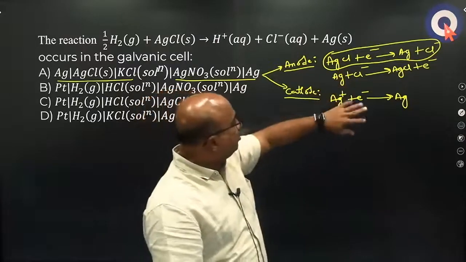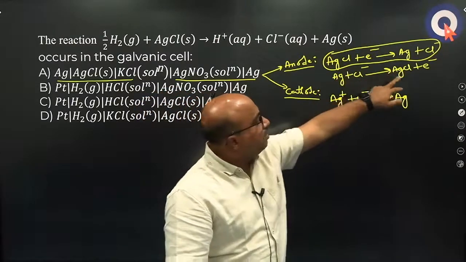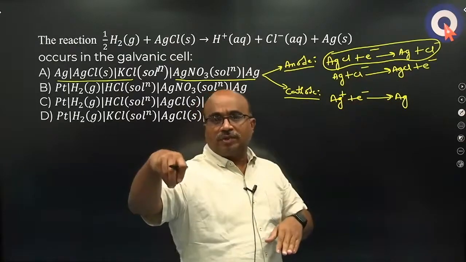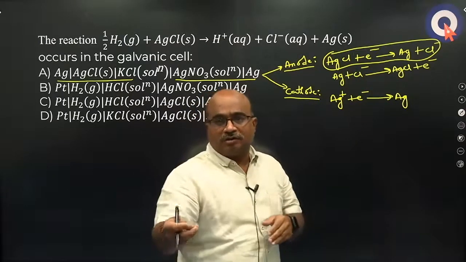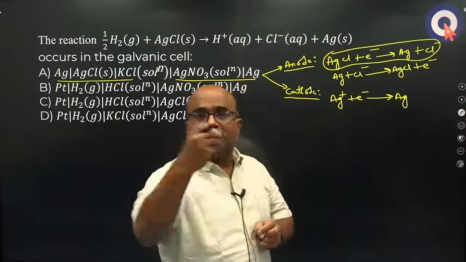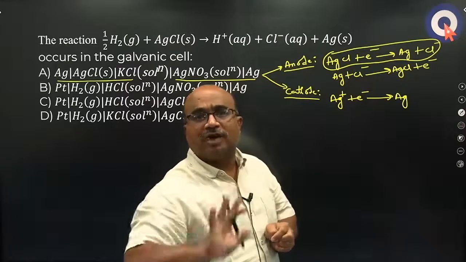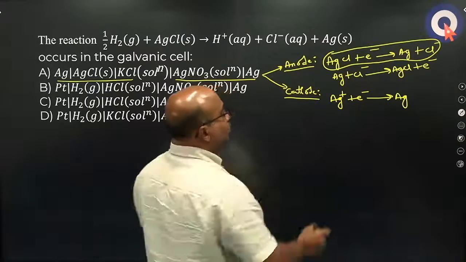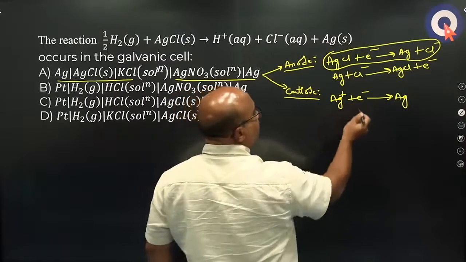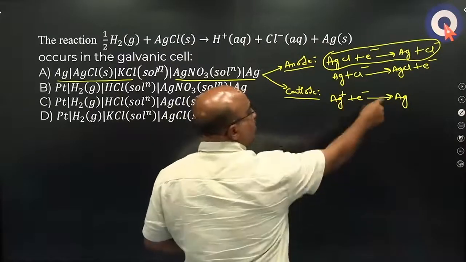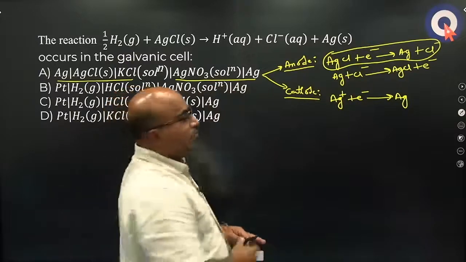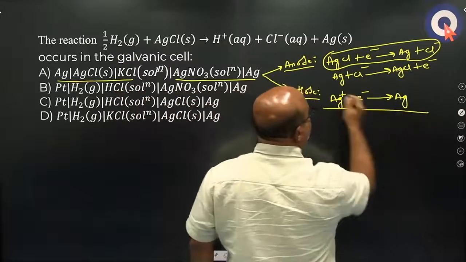What you are seeing here is silver rod, AgCl solid, Cl minus. So we kept a silver rod in an AgCl solution, means AgCl which was dissolved in a KCl solution or a Cl minus ion solution. Some Cl minus should come. So what is this? Ag+ plus electron gives Ag. So the Ag rod is there in a silver ion solution.